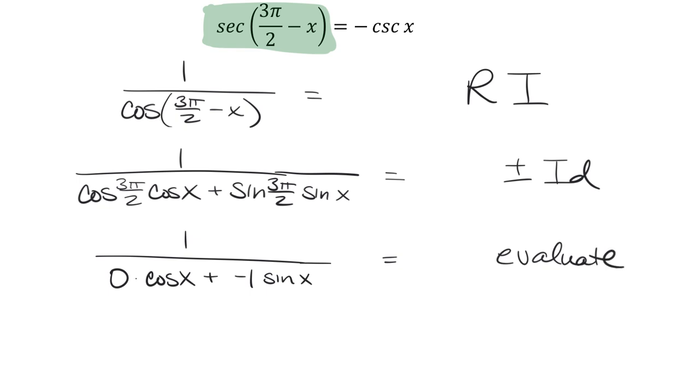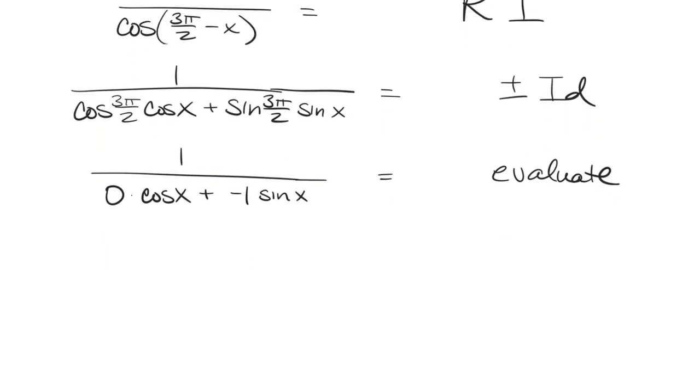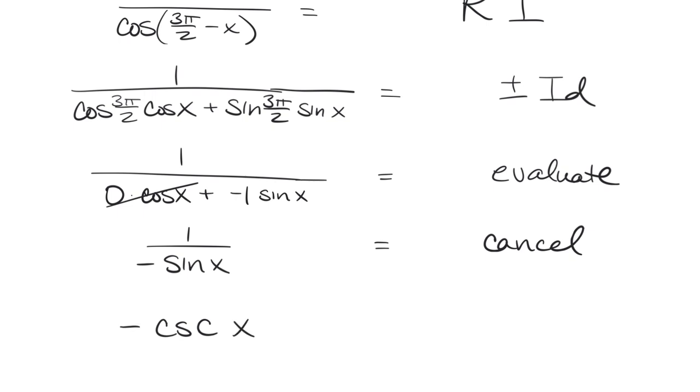Ooh, but then I have 0 times cosine of x. What is 0 times anything? 0. Canceled. So then I have 1 over negative sine of x. That's my cancel step. And then, yes, we recognize 1 over sine can be rewritten as negative cosecant. So that's, again, my reciprocal identity. And that's where I'm done, because that's what I wanted.